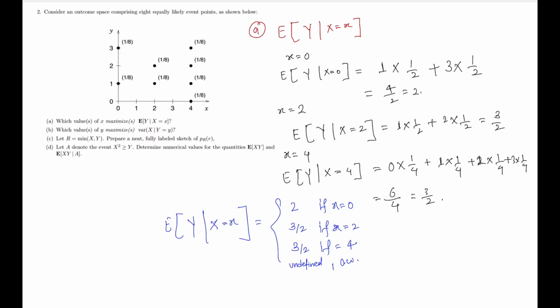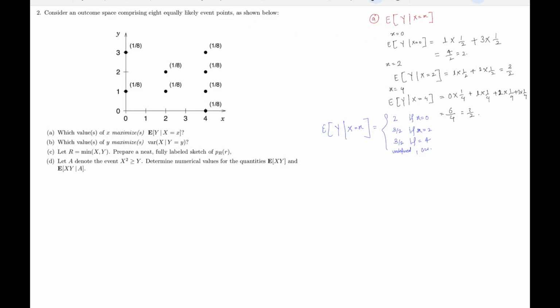Again, for each value of y, we will have the variance of this random variable x, and we will have to see which variance is maximum for what value of y, and that will be our answer to part B. Let's try to find this. So we have to find the conditional variances in this part.